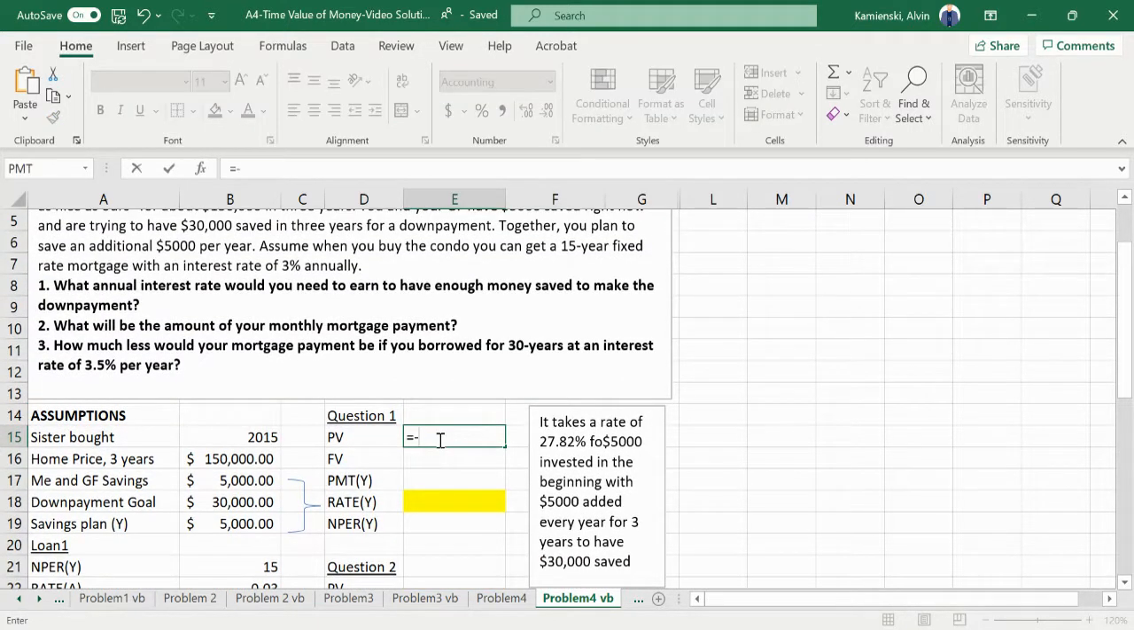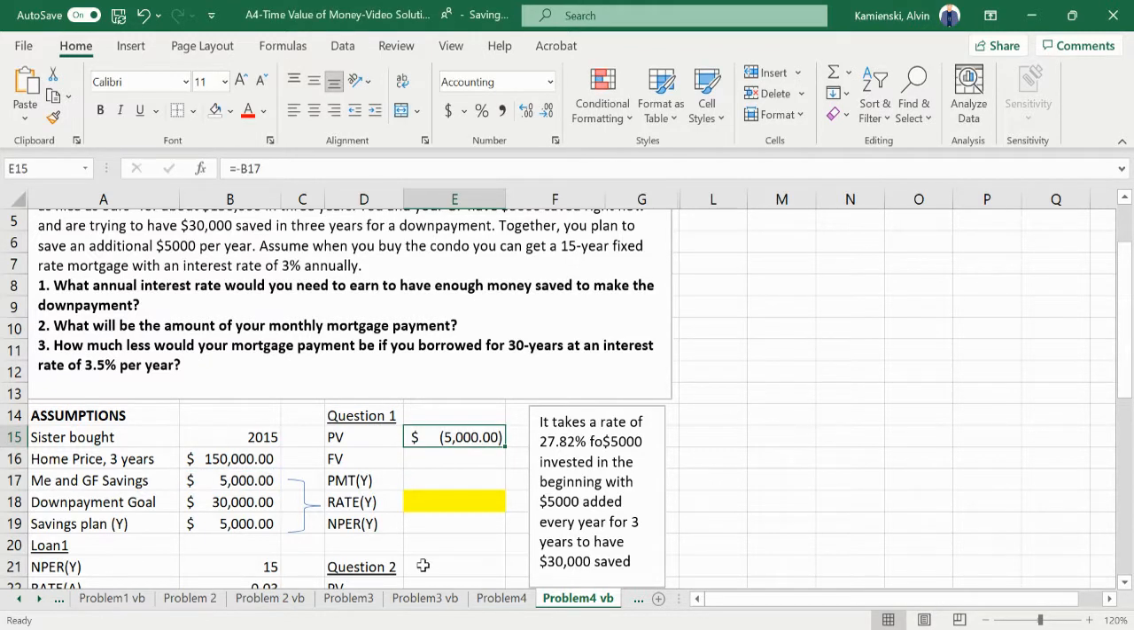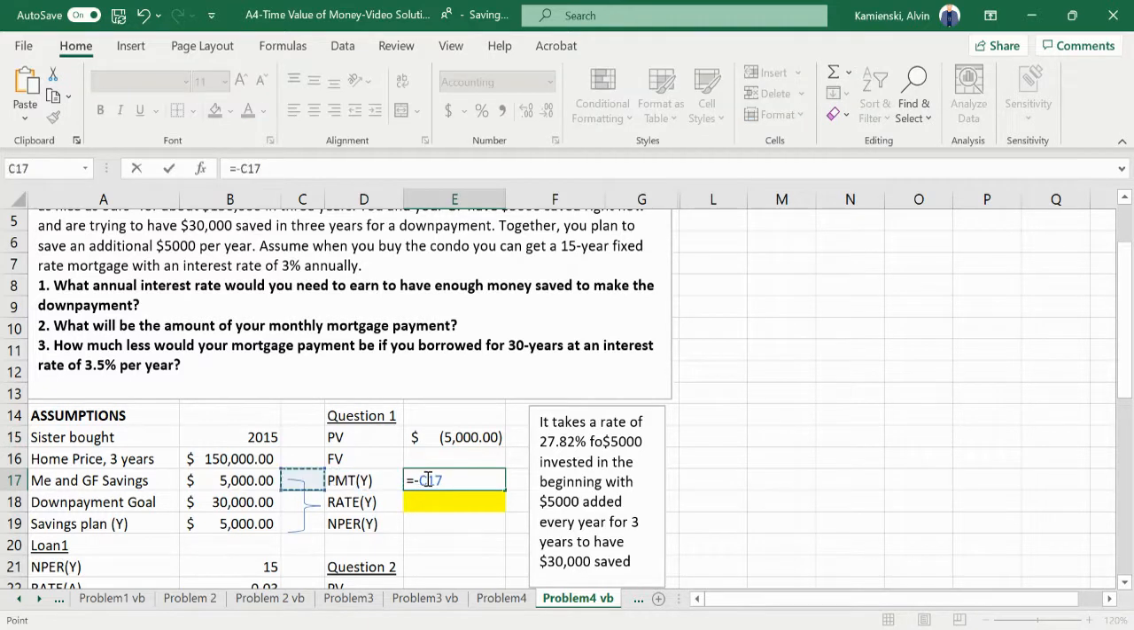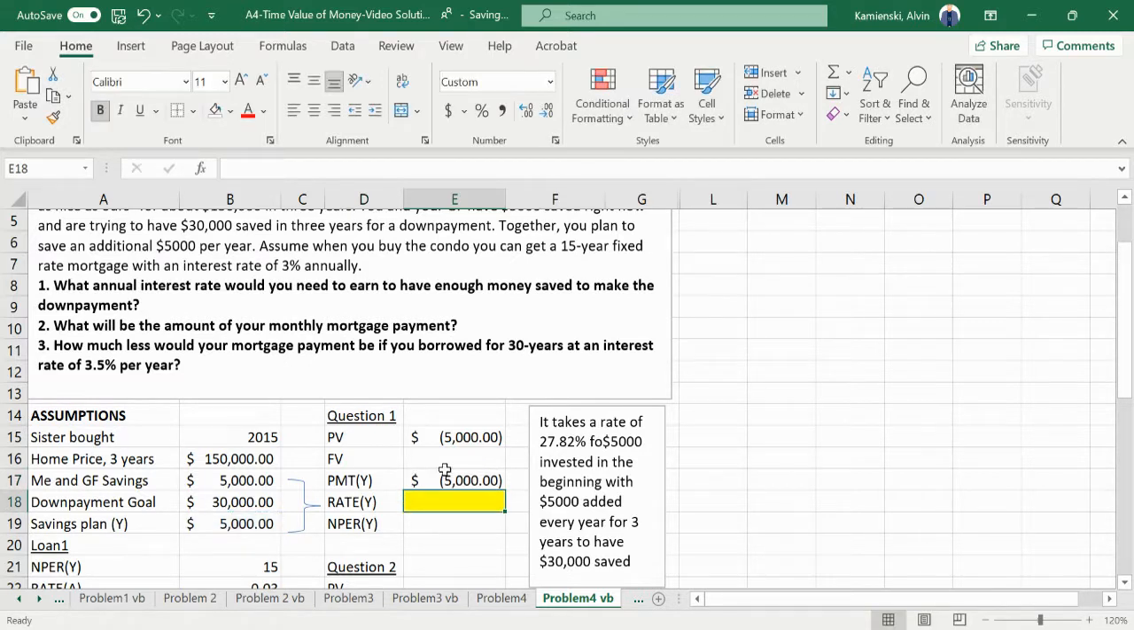So let's make that a negative $5,000 that we're going to put into a present value. Then additionally, you plan to save another $5,000 per year. I'm going to put that also in as a negative, so both of those are outflows. That way, when we make an investment, we're trying to build up to a $30,000 future value. So $5,000 right now plus $5,000 a year every year.